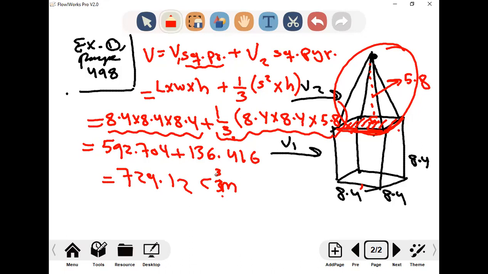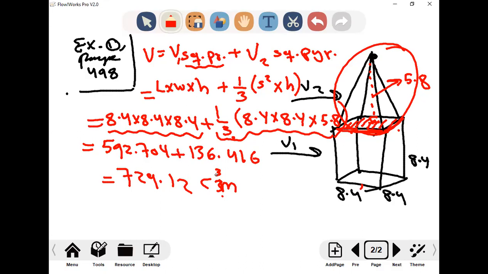Is it a Holy Quran, the book? No, it is not. So maybe it has a mistake. Volume, power 3. Area, power 2. Simple as that. This is example 1. Any questions about it?